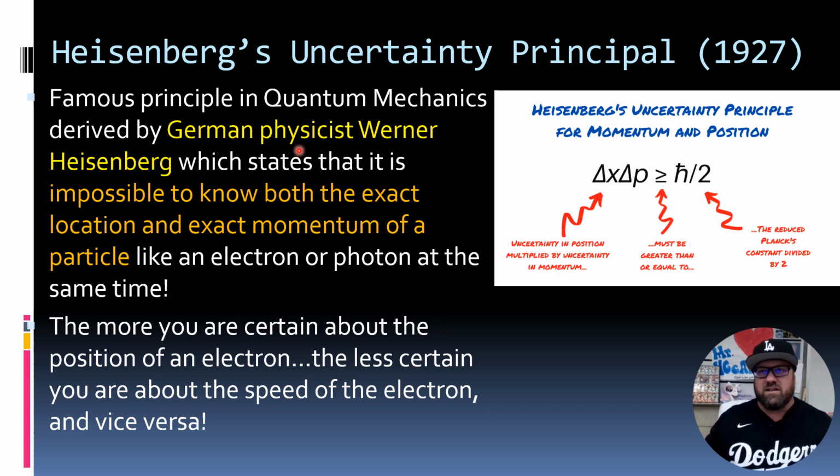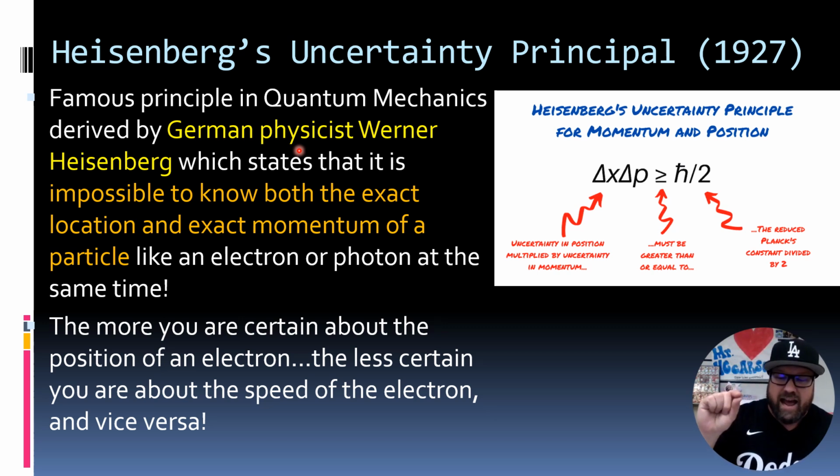He said that because electrons have a dual wave nature, what he mathematically derived is that it is impossible to know both the location and the speed or momentum of an electron wave at the same time. In fact, what he said was kind of a paradox.